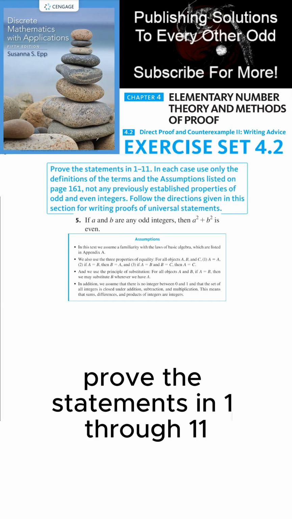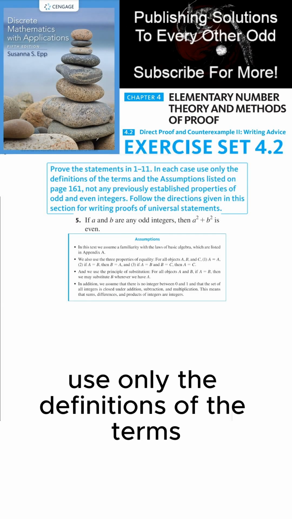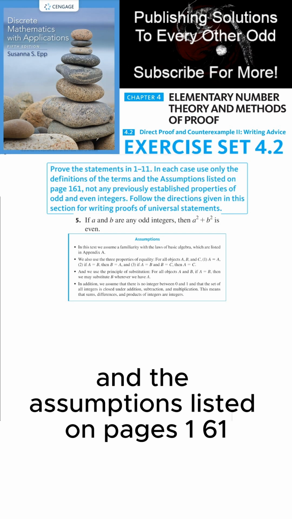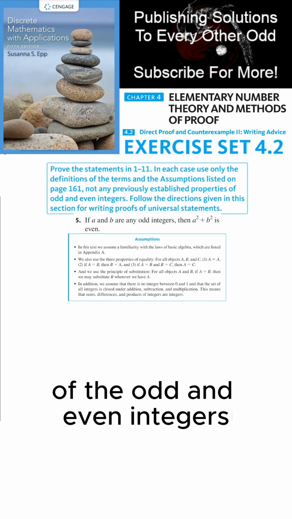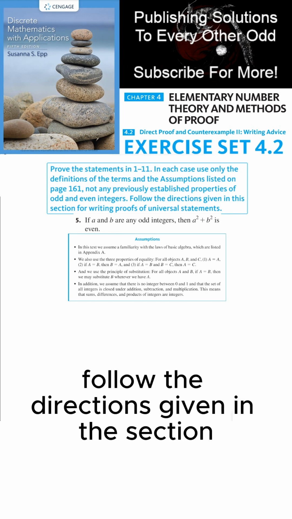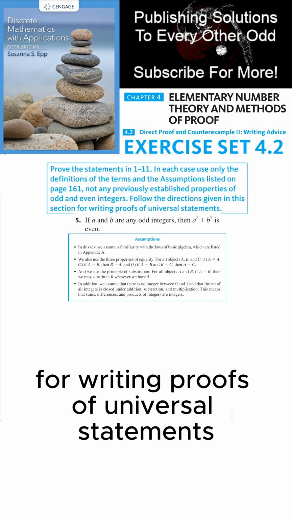Prove the statements in 1 through 11. In each case, use only the definitions of the terms and the assumptions listed on page 161, not any previously established properties of the odd and even integers. Follow the directions given in the section for writing proofs of universal statements.